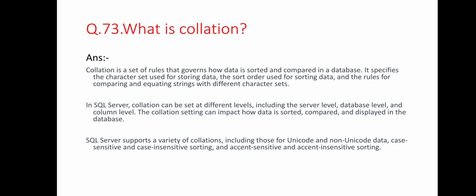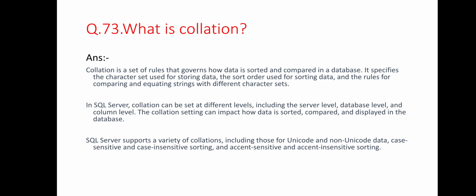What is collation? Collation is a set of rules that governs how data is sorted and compared in database. It specifies the character set used for storing data, the sort order used for sorting data, and the rules for comparing and equating strings with different character sets.